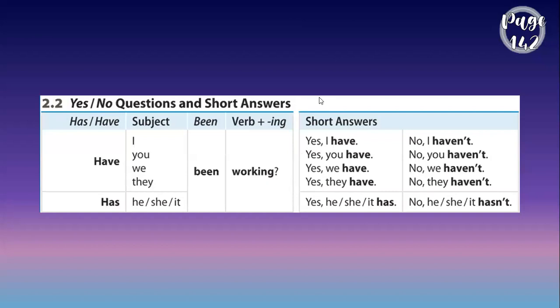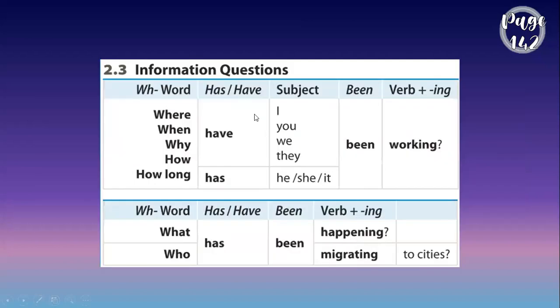Okay, just to review: I have, you have, we already mentioned that. So we ask the question with have and has, and we have to answer with have and has. We already know that.